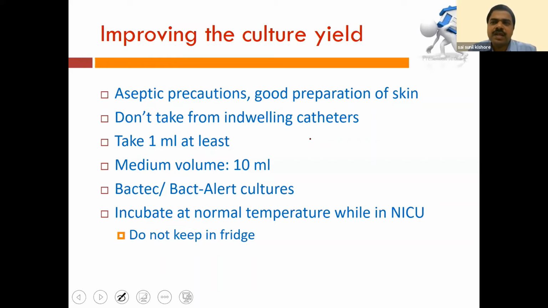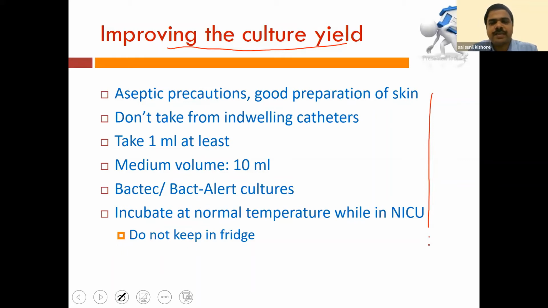And that is a very important piece of information for us. We need blood cultures to take decisions on antibiotics, to upgrade or downgrade the antibiotics, and also to decide the duration of antibiotics. This is very important, but many times it comes negative. So how to improve the culture yield? These are some of the important steps which we need to follow to improve the culture yield.